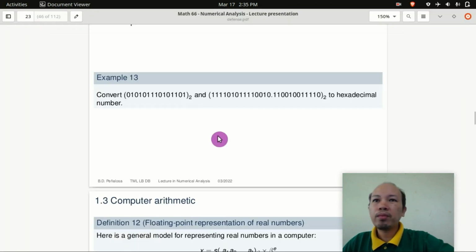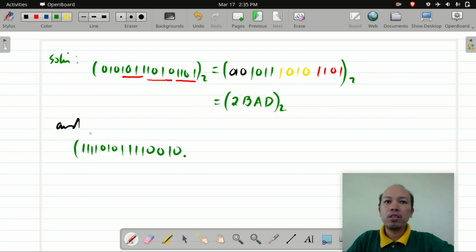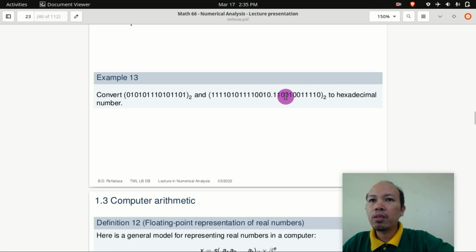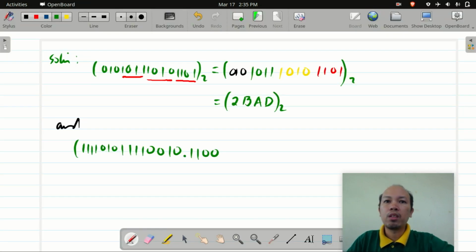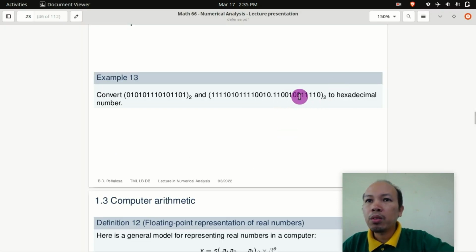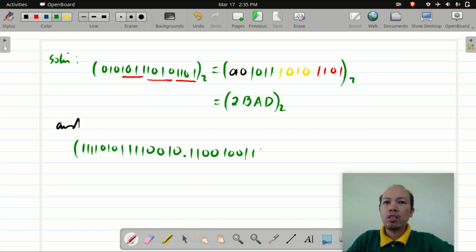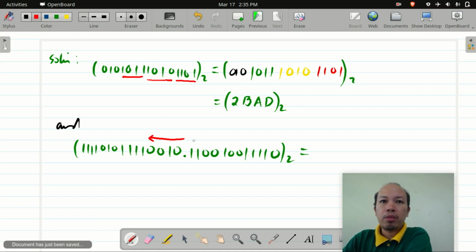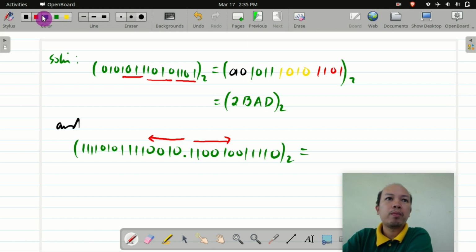Then 1, 1, 0, 0. And then 1, 0, 0, 1. And then 1, 1, 0, 1, 0, 0, 1. And then 3 ones and 0, in base 2. Okay, let's group this one. From the integer part, we will group it like that, and for the fractional part, we will group this one.